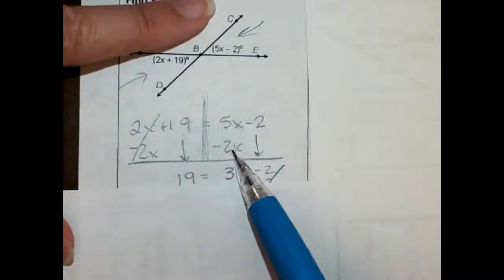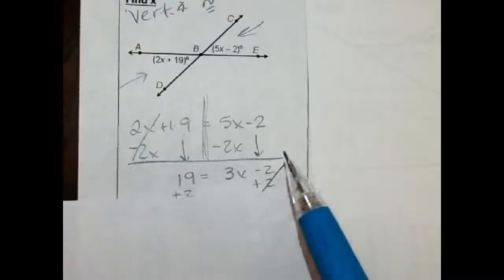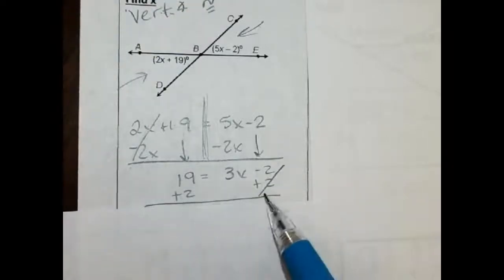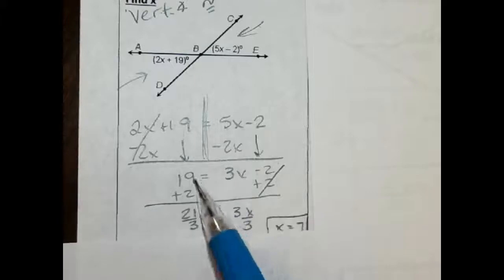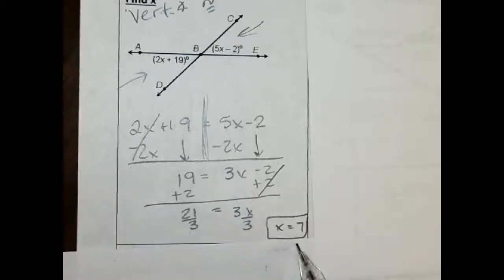This is 3x. That cancels. Bring these down. Then add the 2 on both sides. These cancel. Bring it down. Divide by 3, and I get x equals 7. You can plug it back in to check.